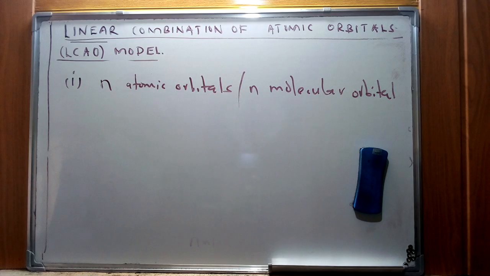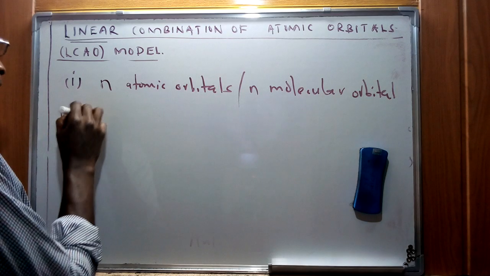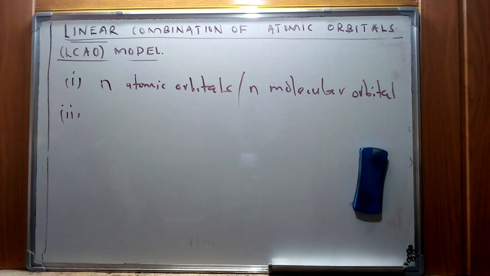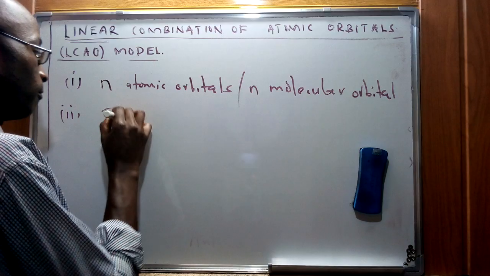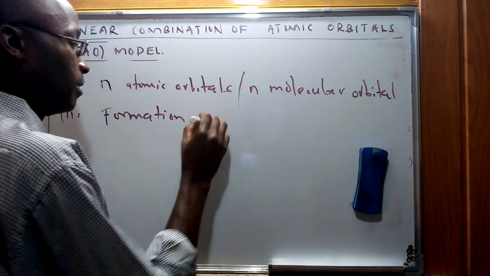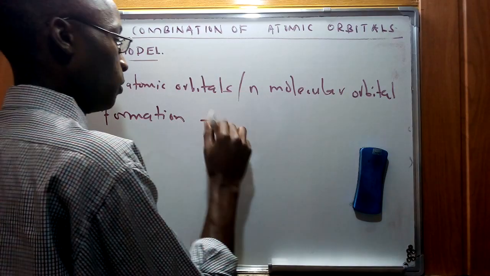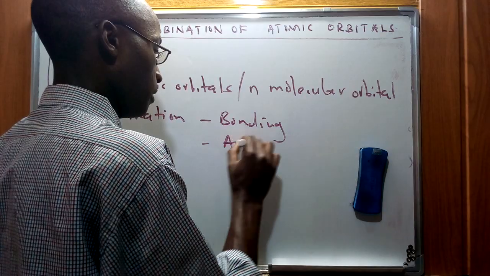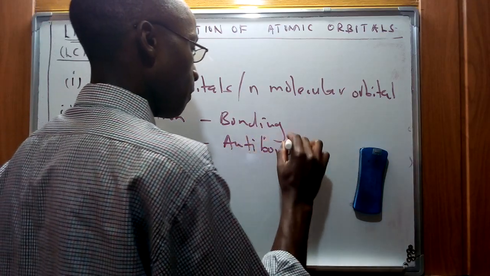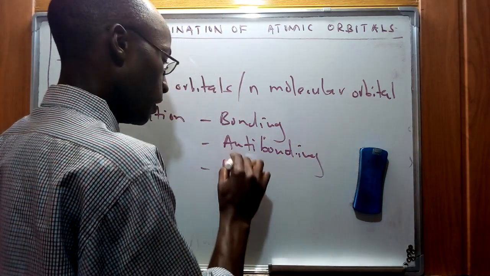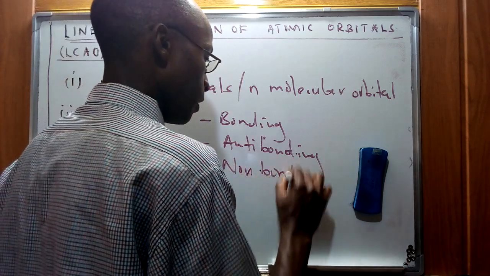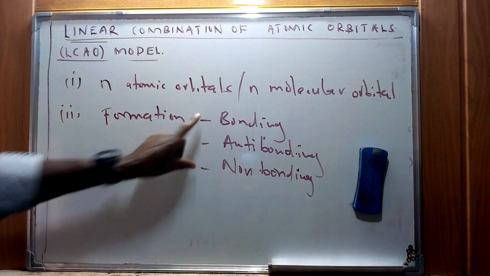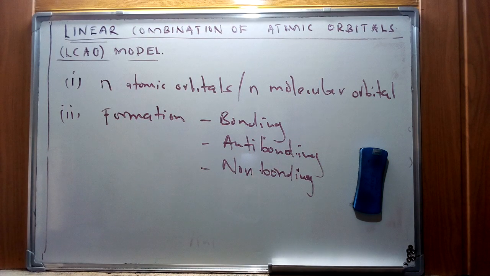And then for rule number 2, these atomic orbitals are going to combine, of course, to lead to the formation of the three types of molecular orbitals that we said: bonding, anti-bonding, and non-bonding molecular orbitals. So the combination of atomic orbitals is going to lead to the formation of these three particular types of molecular orbitals.